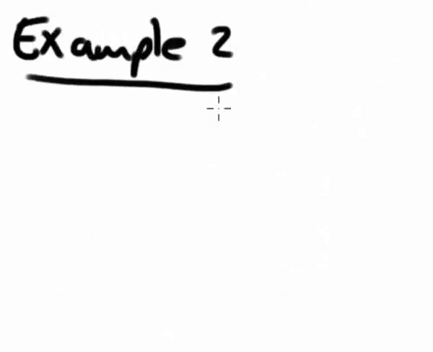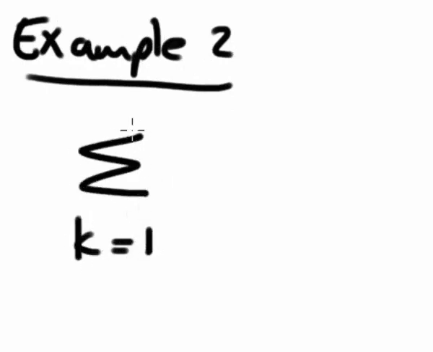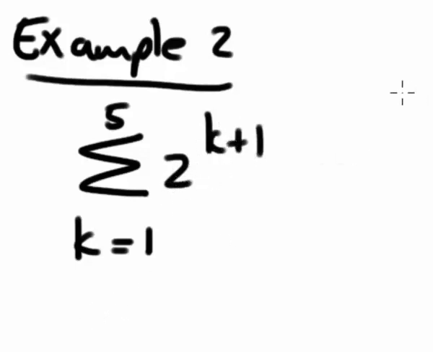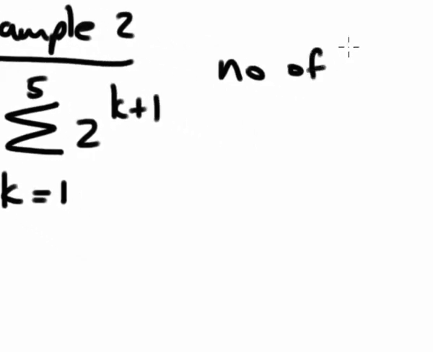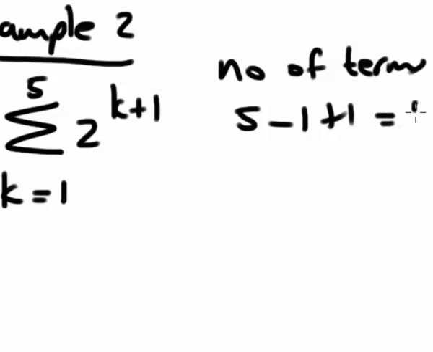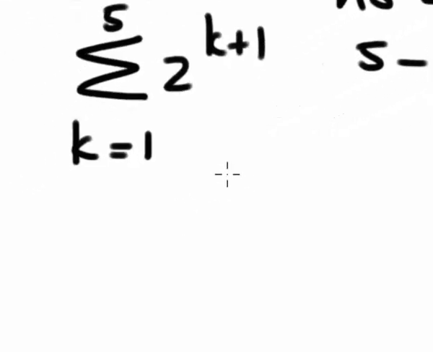Have a look at this one. I'm going to link it to sigma notation, which is quite fun, like we did previously. Now calculate the sum from k equals 1 up to 5 of 2 to the k plus 1, and I want you to use a formula. There are only 5 terms. How many terms are there? The number of terms is definitely 5. It's the top minus the bottom plus 1, which is 5. So it's easy to work that out, but we're going to have to use a formula.